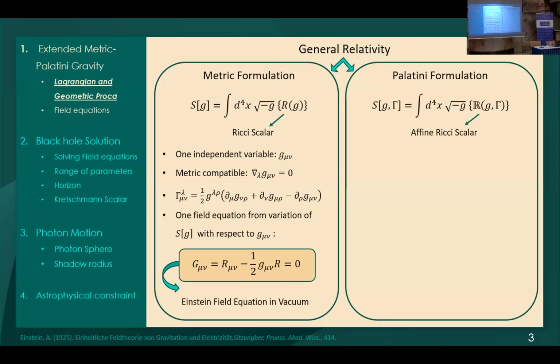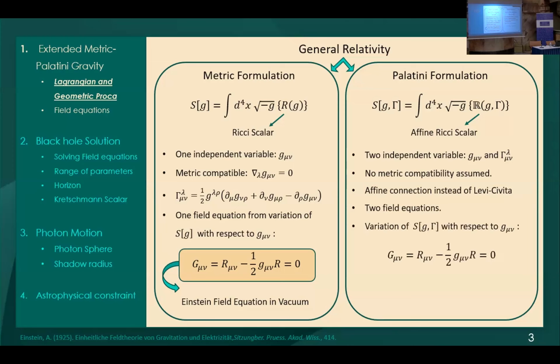But in the Palatini formulation, we have the affine Ricci scalar, which is a function of the metric and the affine connection. And then no metric compatibility is assumed from the beginning. Instead of Levi-Civita, we have an affine connection. Then we get two field equations. Variation of the action with respect to the metric gives us the Einstein field equation, and variation of the action with respect to the affine connection gives us this metricity condition.